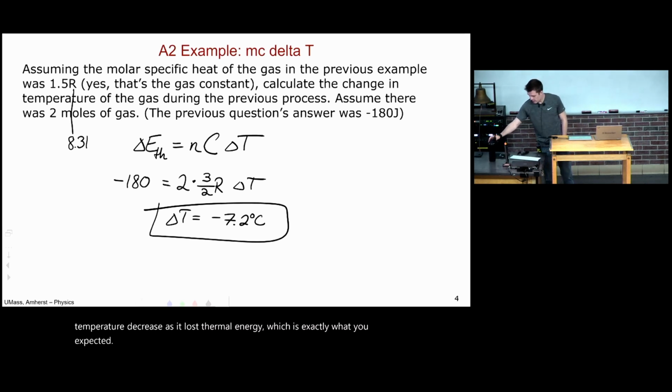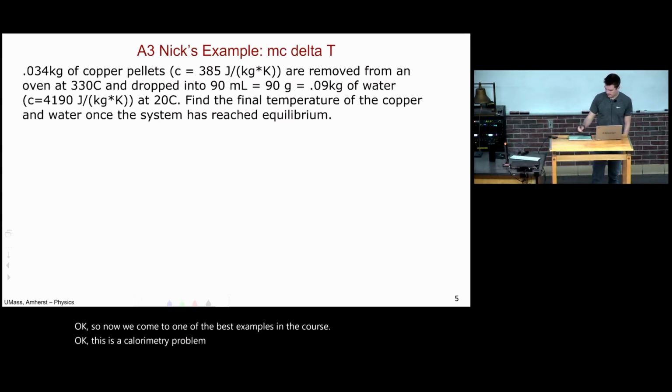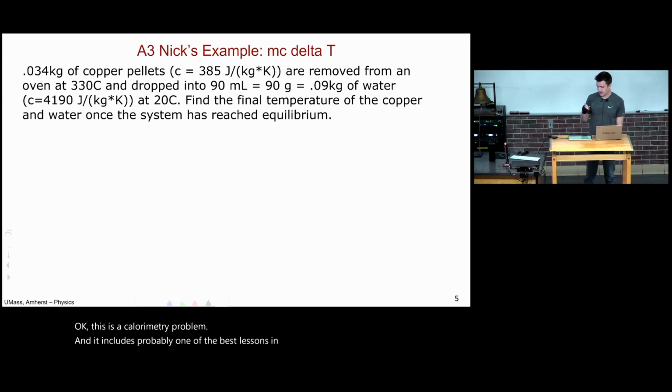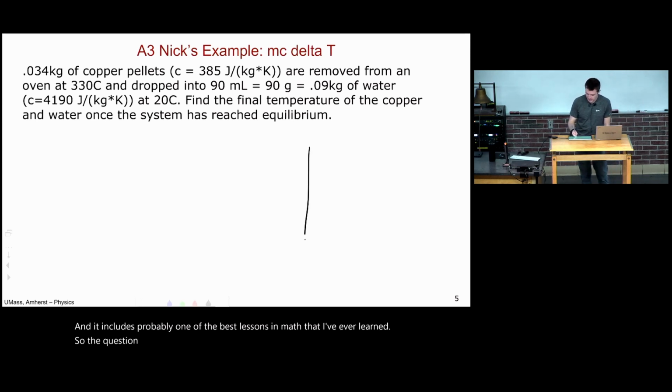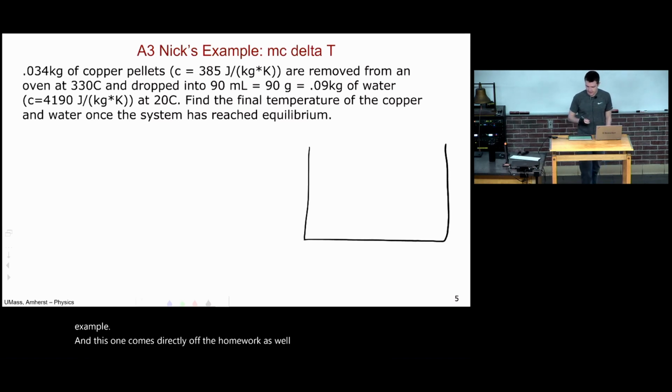Okay, so now we come to one of the best examples in the course. Okay, this is a calorimetry problem. And it includes probably one of the best lessons in math that I've ever learned. So the question is, and I'm going to do this one, this is not your example. And this one comes directly off the homework as well. This is one I would consider a tough problem.